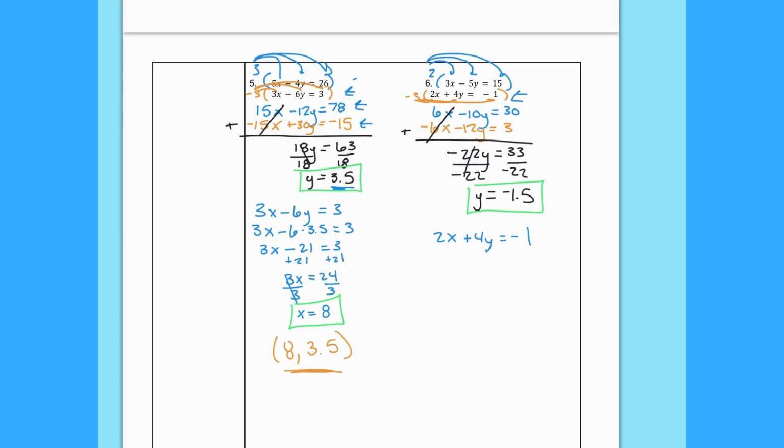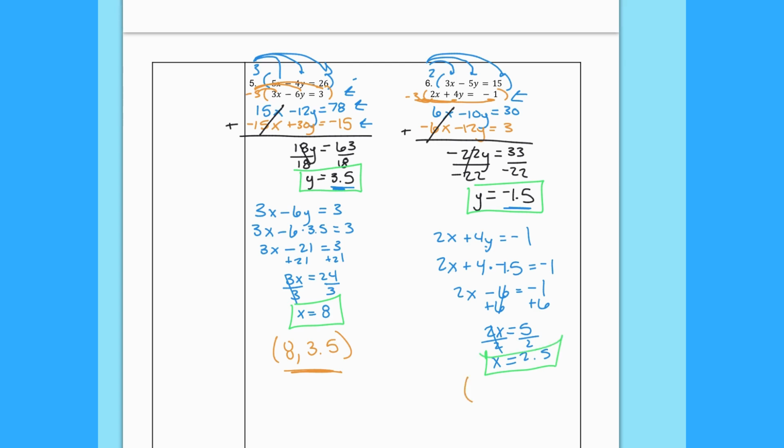And I'm going to plug in negative 1.5 in place of that y. So we get 2x plus 4 times negative 1.5. And we're going to simplify. So 4 times negative 1.5 is negative 6. I'm going to add 6 to both sides. Negative 1 plus 6 is 5. Divide by 2. So then our x value is going to equal 2.5. So now we have the second part of our answer.